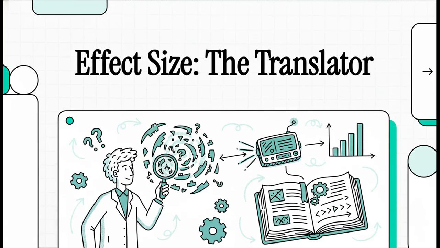Welcome. Today, we are going to pull back the curtain on a secret tool scientists use to make sense of all that conflicting research you see flying around. It's called effect size, and you can think of it as a kind of universal translator for science.